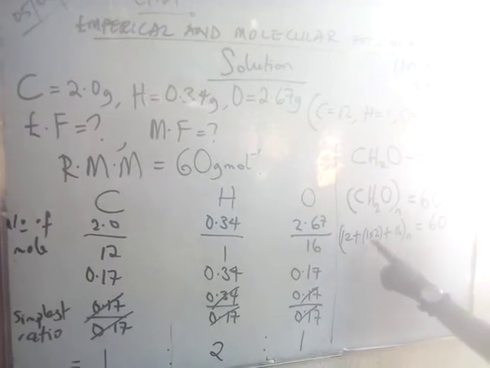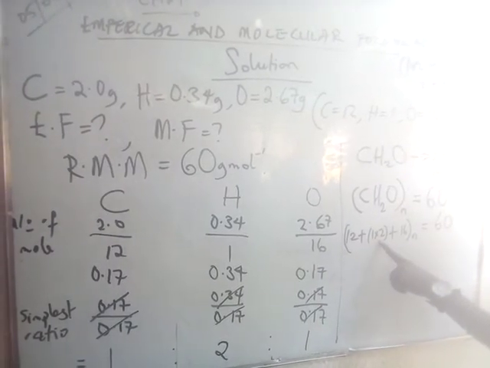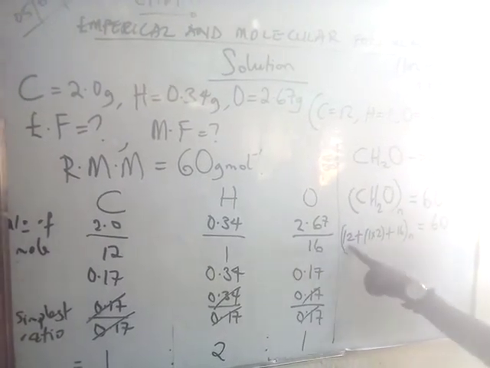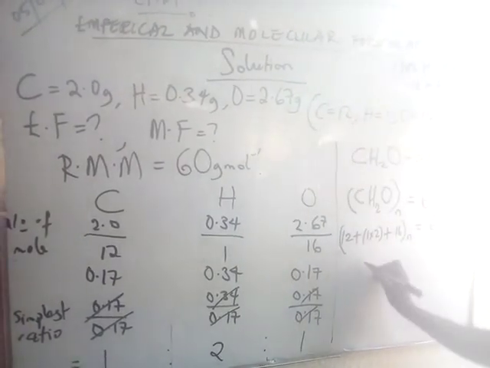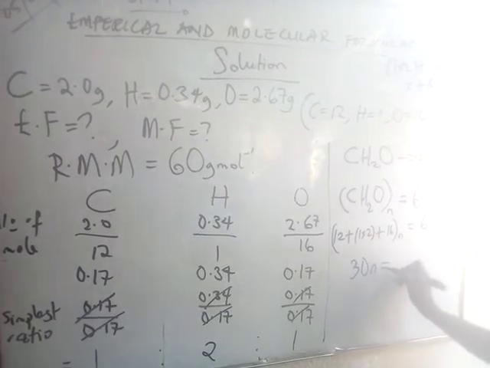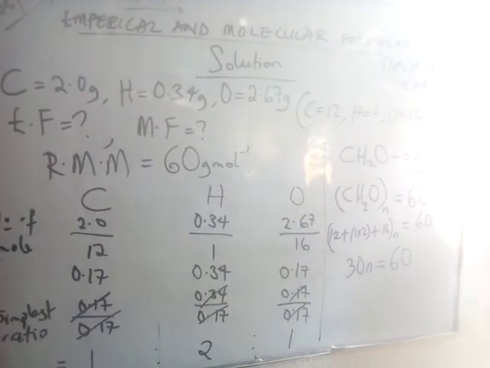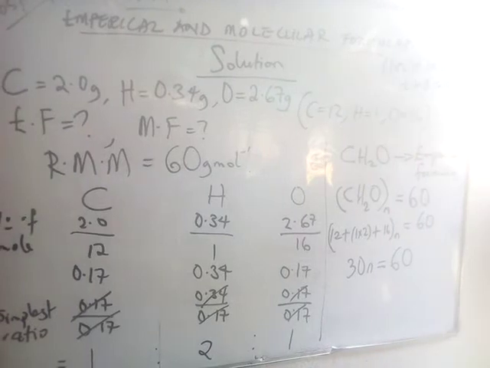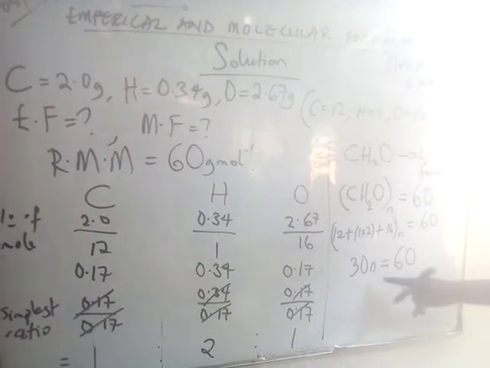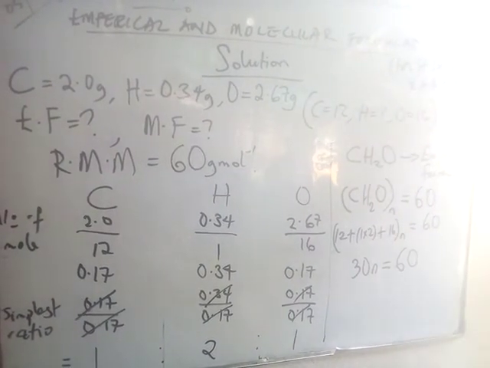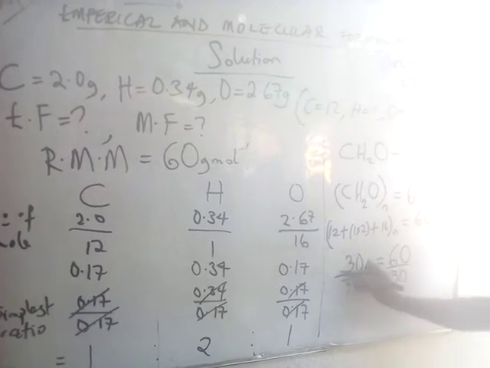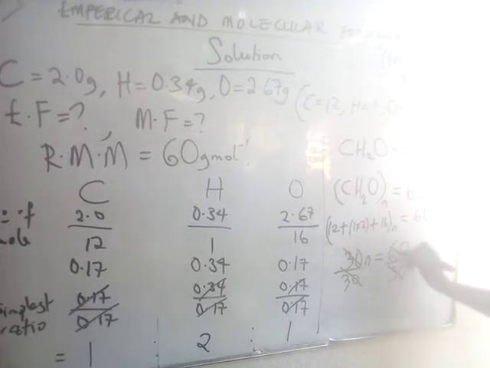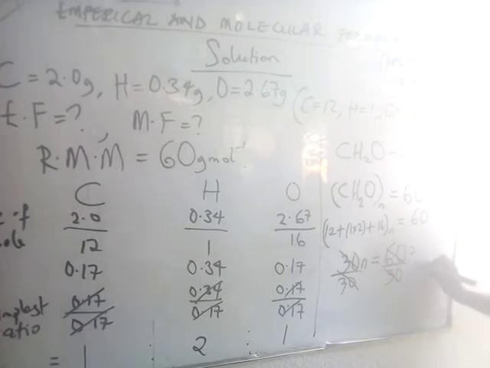So now what do you have? 1 times 2 is what? 2. 2 plus 12, 14. 14 plus 16, 30. So you now have 30N equals 60. Are you with me? Very good. Now what will you do to get your N? Of course, you have to divide both sides by what? 30. So you have 30 and then 30. This cancels this. This cancels this. So you have what? 2. So your N is what?